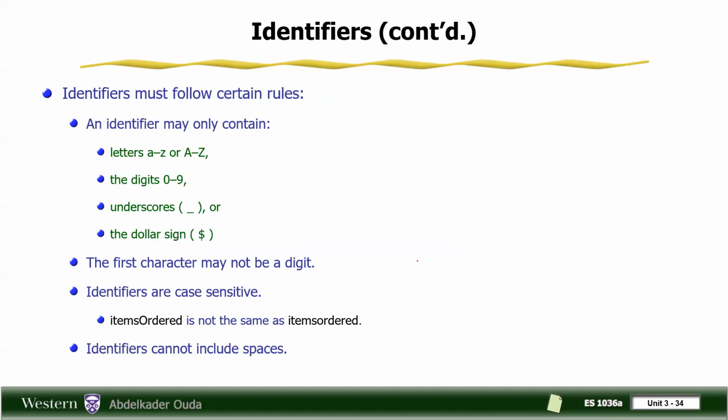For identifiers, there are rules for choosing names. An identifier may only contain lowercase letters from a to z, uppercase letters from A to Z, digits 0 to 9, the underscore, or the $ sign. I cannot use alpha, gamma, or other symbols with identifiers. The first character may not be a digit. We should start with a letter from A to Z, capital or small.